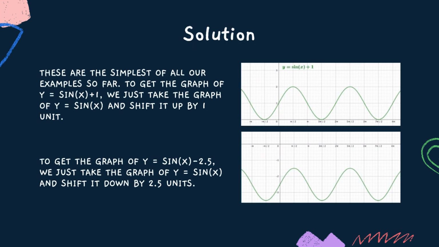These are the simplest of all our examples so far. To get the graph of y equals sine x plus 1, we just take the graph of y equals sine x and shift it up by 1 unit. It looks like the graph on the top. To get the graph of y equals sine x minus 2.5, we just take the graph of y equals sine x and shift it down by 2.5 units. It looks like the graph on the bottom.